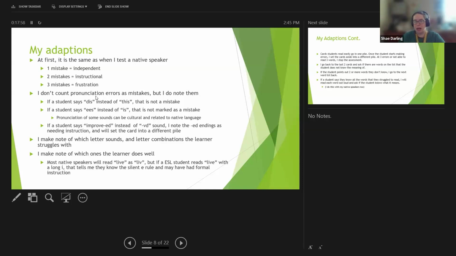They know what the I is, they know what the S is, they know how to say it. Now let's say they say improved instead of improved. I don't count it as a mistake, but I do note that they need instruction in the ED endings. And I mean mental notes. I'm not writing this on a clipboard, that's very daunting. I make note of which letter sounds or letter combinations learners are struggling with, and which ones they're doing really well.